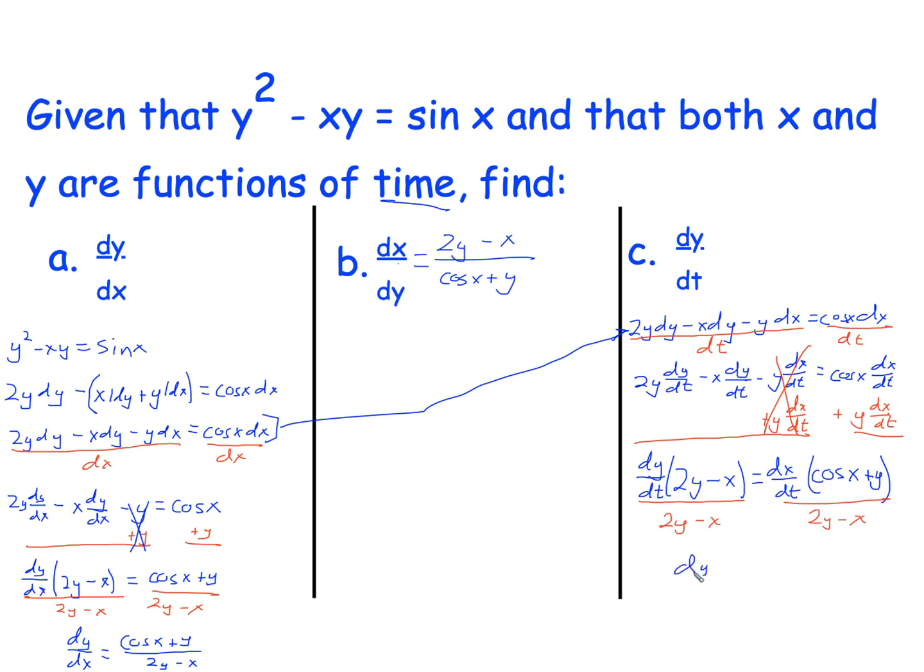We got dy/dt. That's what we want on the left. This cancels. Equals, and we're going to just write this a little bit differently. This dx/dt we usually write at the end if there's something left. So dx/dt, and then cosine x plus y over 2y minus x. And so what we see here, we've solved dy/dt, and we would say we solved it in terms of another derivative, dx/dt. So that's interesting, and that will come up later as we work through different types of problems.